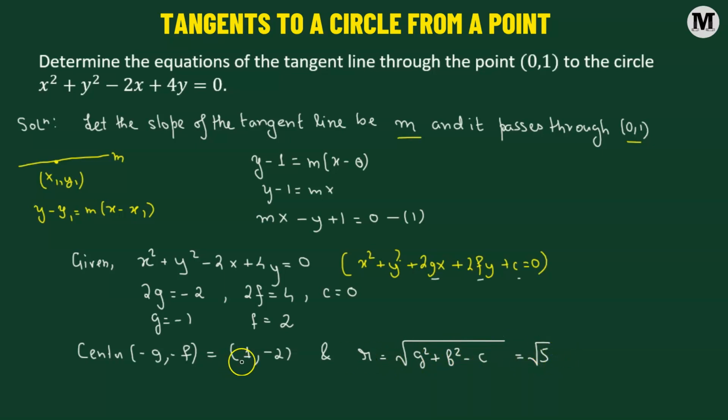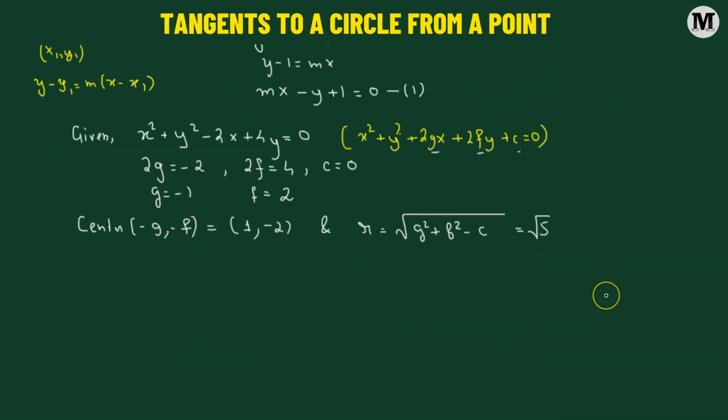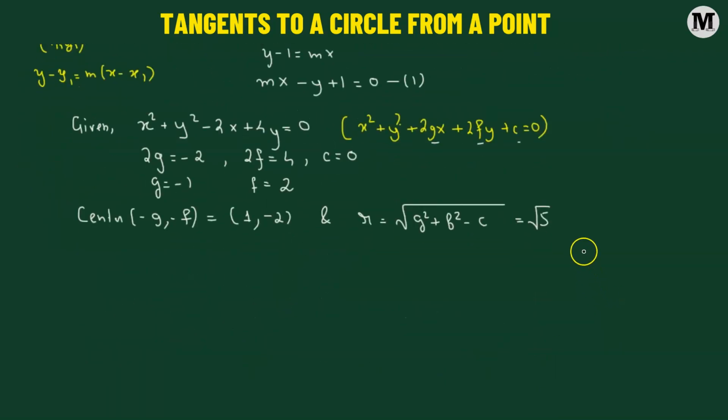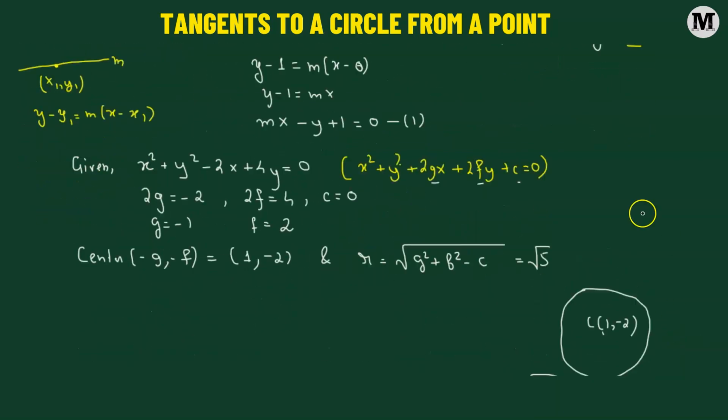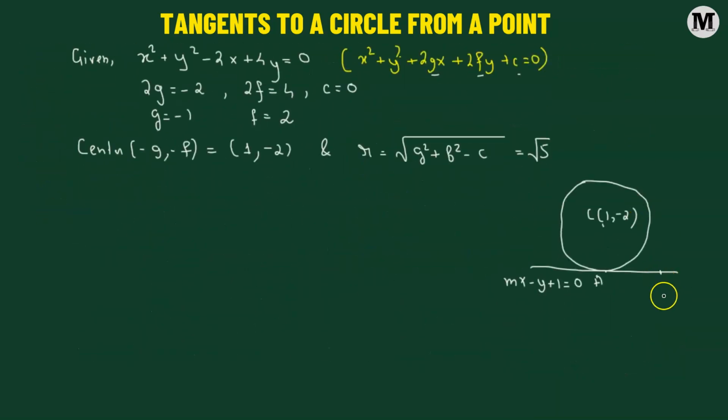Now that we have the center and the radius, let's quickly draw a diagram to understand the problem. So we have a circle. This circle has the center with coordinates (1, negative 2). We will draw a line which is tangent to the circle at point A, and the equation of this tangent line is defined as mx minus y plus 1 equals 0. Also the tangent line passes through the point (0, 1). Suppose that it passes through a point B with coordinates (0, 1).